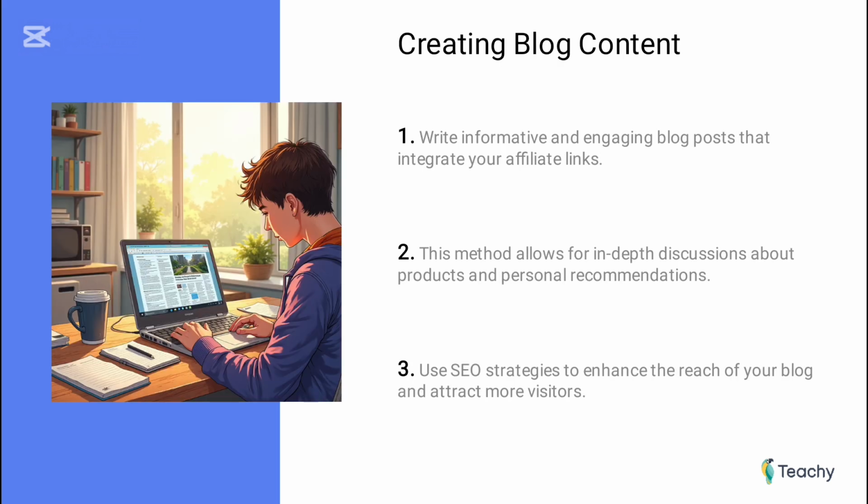Blog content. 1. Write informative and engaging blog posts that integrate your affiliate links. 2. This method allows for in-depth discussions about products and personal recommendations. 3. Use SEO strategies to enhance the reach of your blog and attract more visitors.